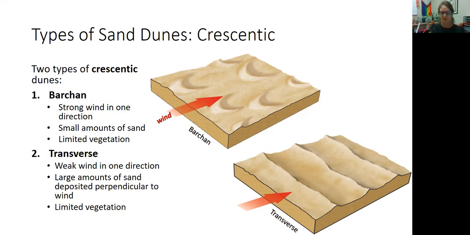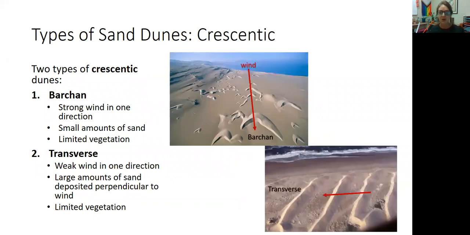Transverse dunes are formed when there's weak wind in one direction, but there's a lot of material to work with, right? So lots of sand to push around. Okay. Barchan dunes, as I said, they look like crescents, okay? Whereas transverse dunes, they show up as very straight, linear dune ridges.